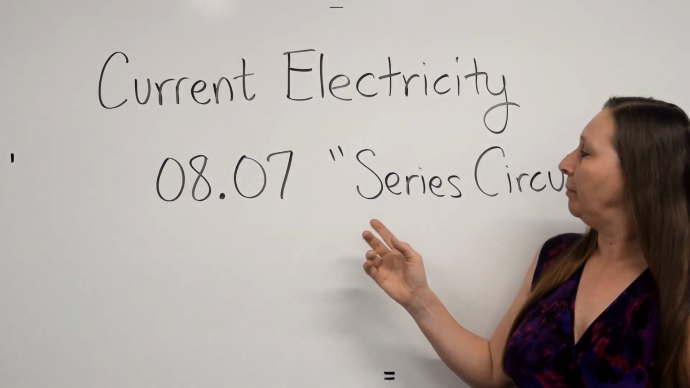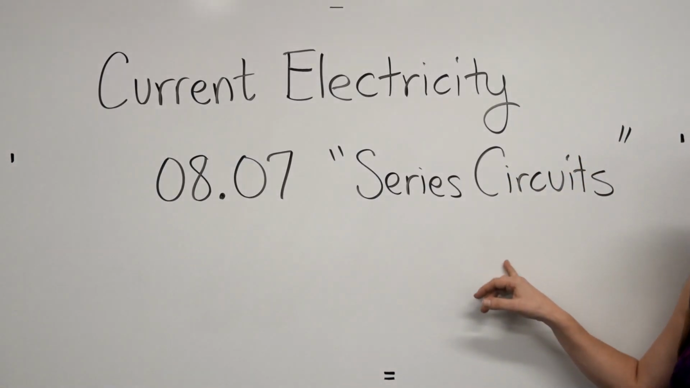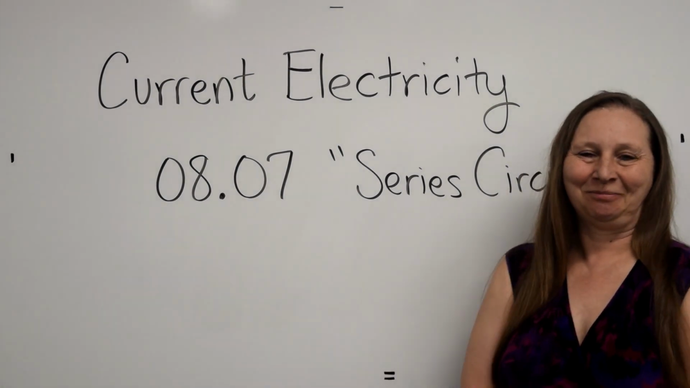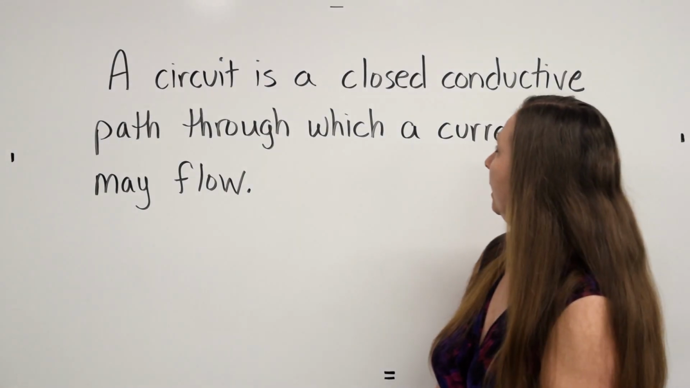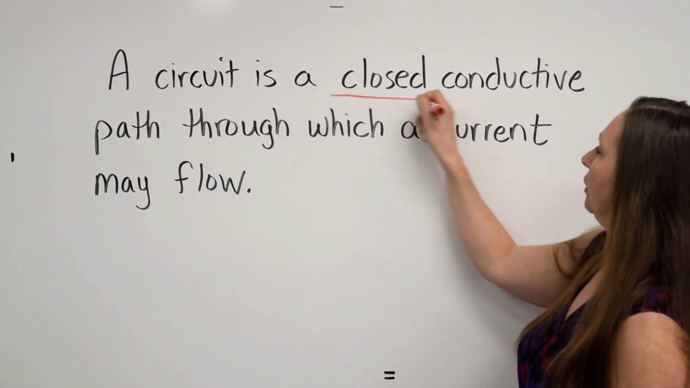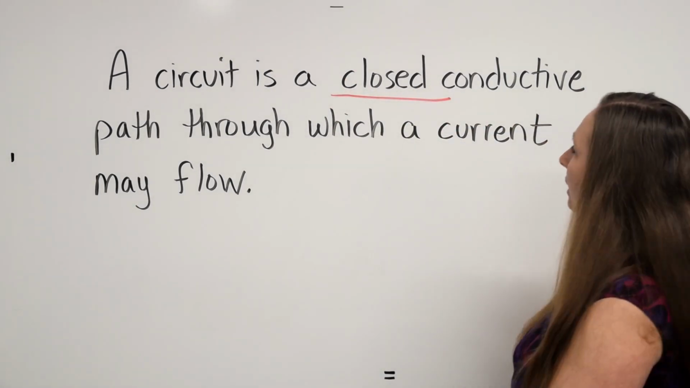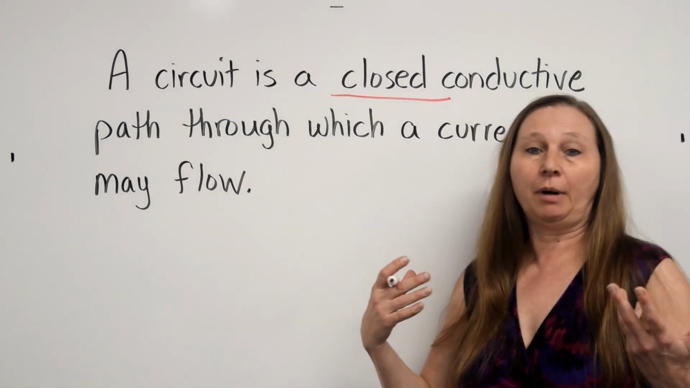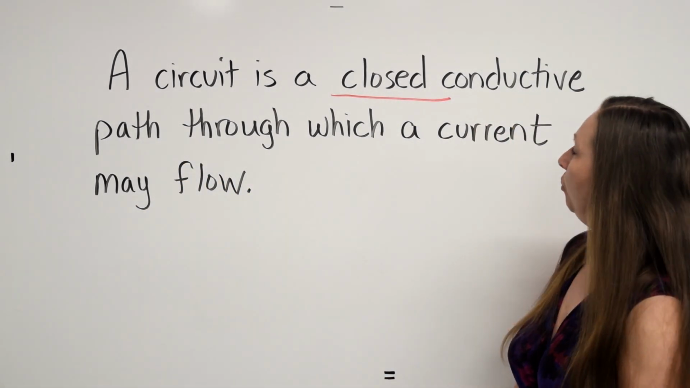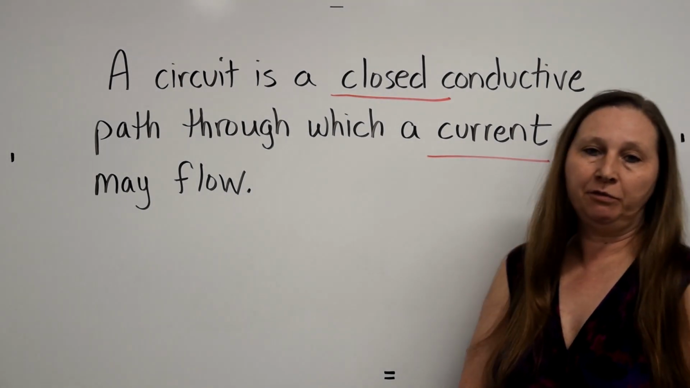Current electricity topic, this section is about series circuits. So what is a circuit? A circuit is a closed, that's going to be a very important word, we'll talk about that, conductive path. The path is usually by wires, right, through which a current may flow.